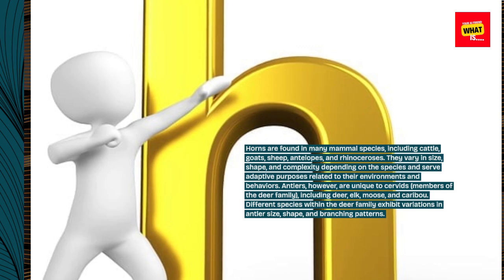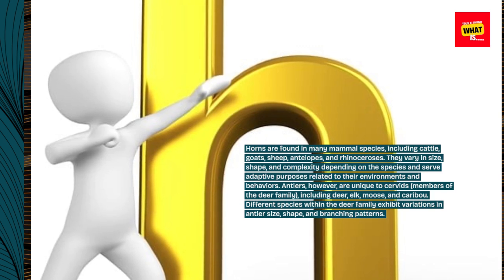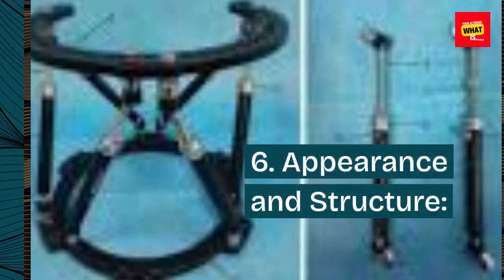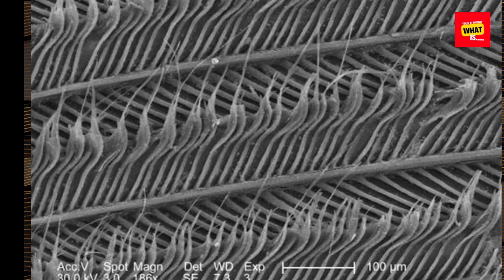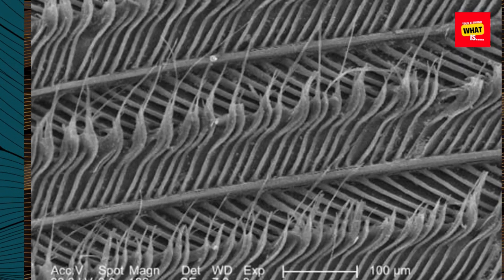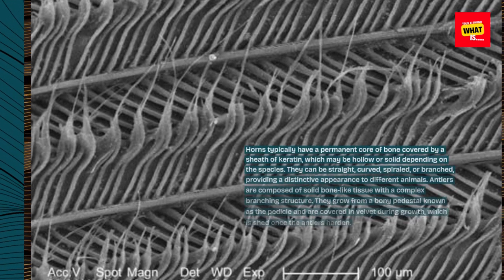Different species within the deer family exhibit variations in antler size, shape, and branching patterns. 6. Appearance and structure. Horns typically have a permanent core of bone covered by a sheath of keratin, which may be hollow or solid depending on the species.